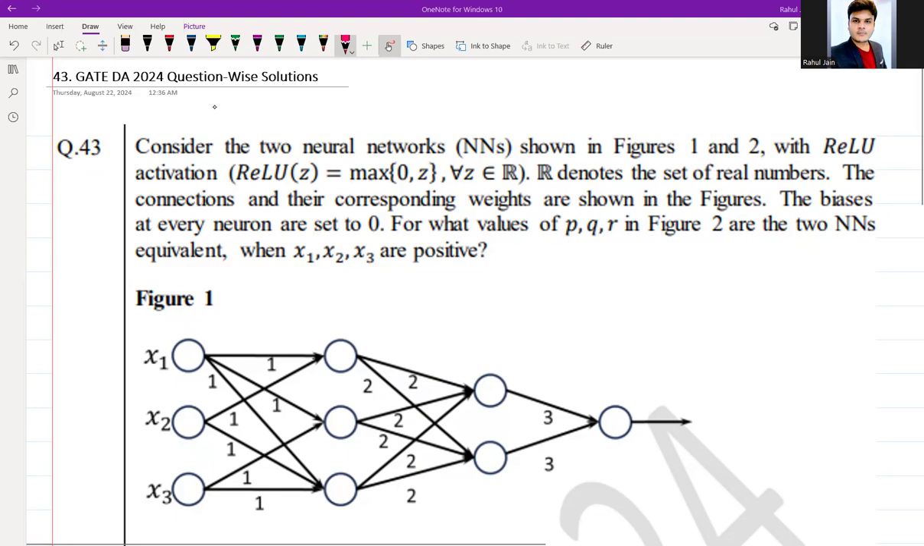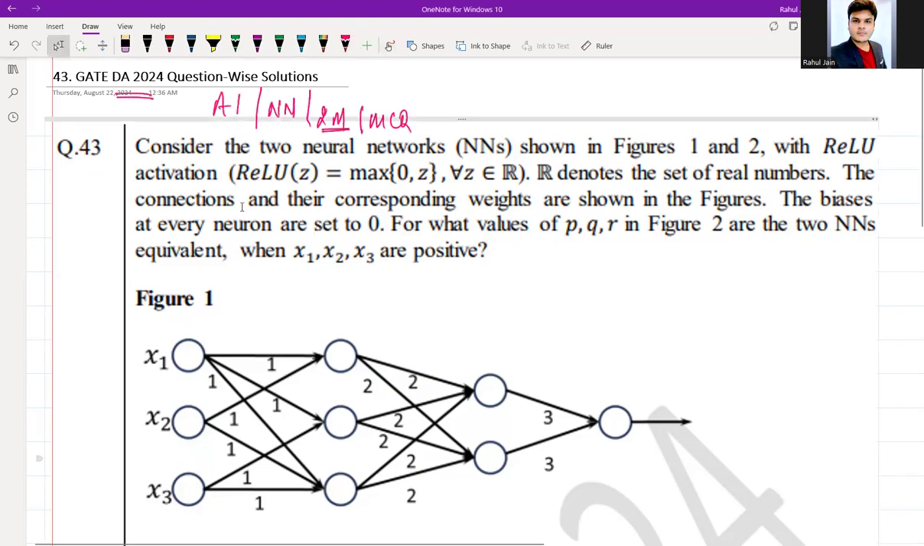The following question was asked in GATE DA 2024 from Artificial Intelligence, and the topic name was Neural Network. The question was asked for 2 marks. The question was MCQ in nature, and it is as follows. Consider the two neural networks shown in figure 1 and figure 2.